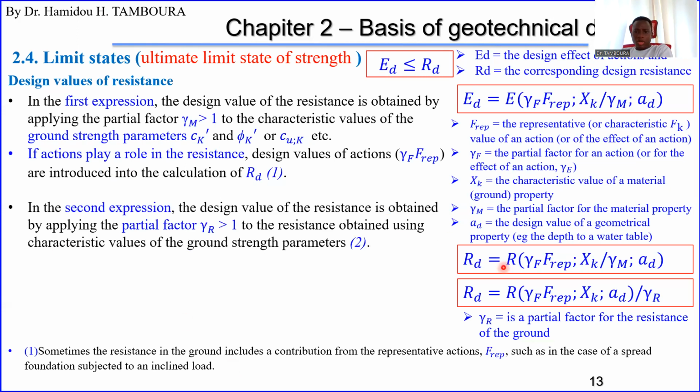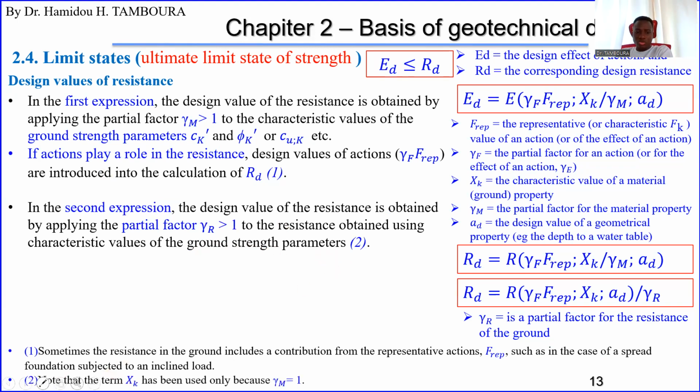Now let's talk about the second expression. In the second expression, the design value of the resistance is obtained by applying the partial factor gamma R. This gamma R should be higher than 1 so that we can minimize the resistance for safety. So that will be applied to the resistance obtained using the characteristic value of the ground strength parameter.